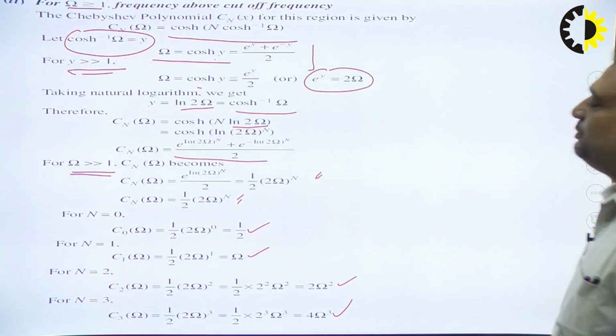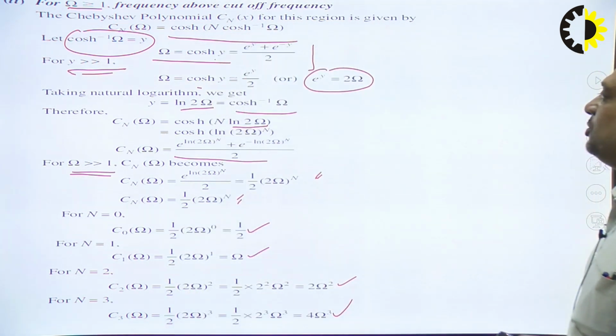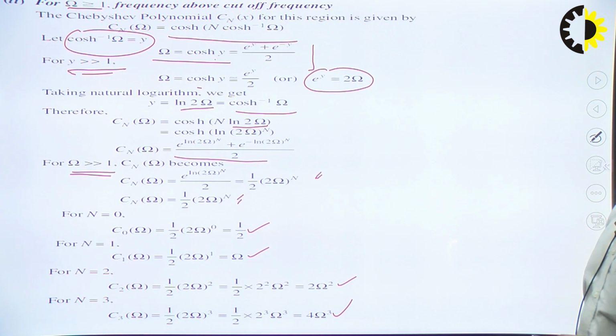So this is how we will calculate the value of the Chebyshev polynomial in the case when omega is less than 1 and when omega is greater than 1, or you can also say for the value of x equals omega. So you can also call it the value of x.